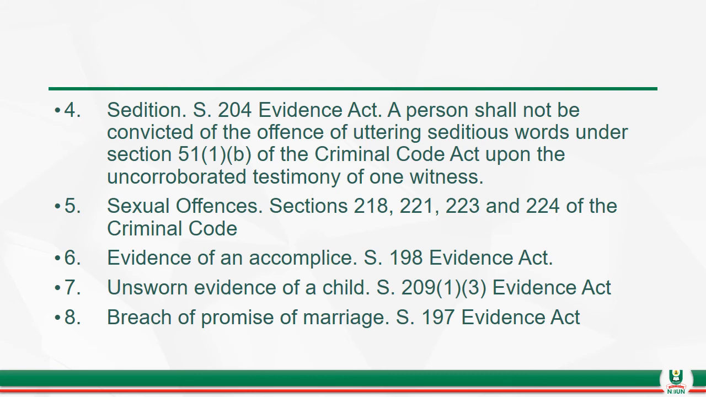Again, evidence of an accomplice requires corroboration. Nevertheless, the court can convict if it warns itself that it is not safe to convict upon the uncorroborated evidence of an accomplice. Unsworn evidence of a child needs to be corroborated, Section 209 of the Evidence Act. Although the sworn testimony of a child can ground a conviction without corroboration, generally speaking, the courts are reluctant to convict upon the uncorroborated sworn testimony of a child. Another is breach of promise of marriage. In an action for breach of promise of marriage, the court will require corroboration.